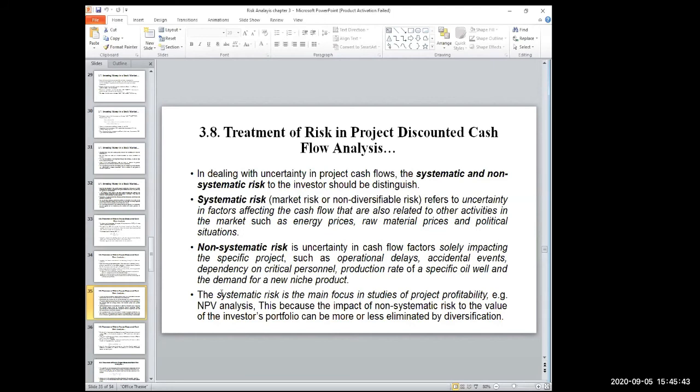So in the discounted cash flow analysis, we use systematic risk as the main focus in the study of project feasibility or profitability. We mostly focus on systematic risk, right? For example, in the net present value analysis for a project, because the impact of non-systematic risk on the value of the investor's portfolio can be more or less eliminated by diversification. We can diversify that one, but systematic risk we cannot diversify. So we have to care about the systematic risk.